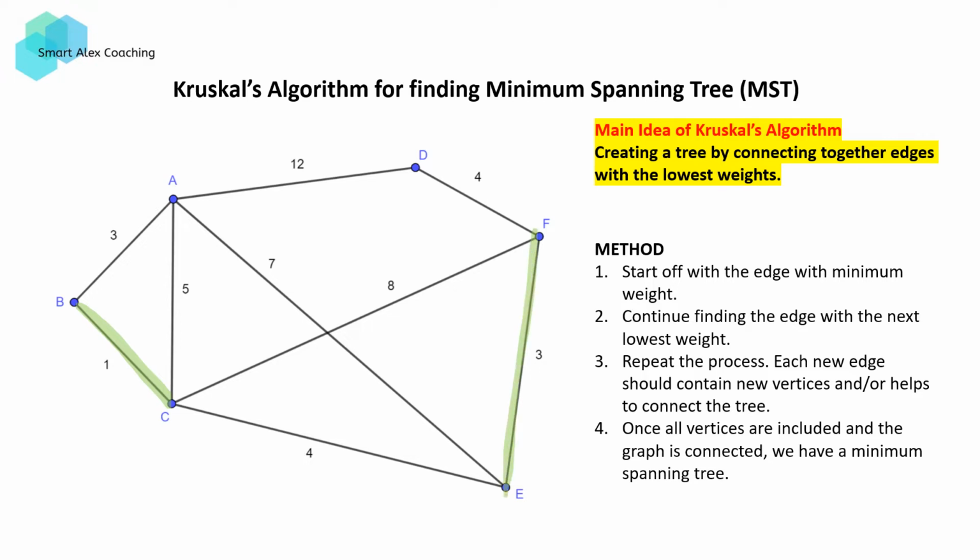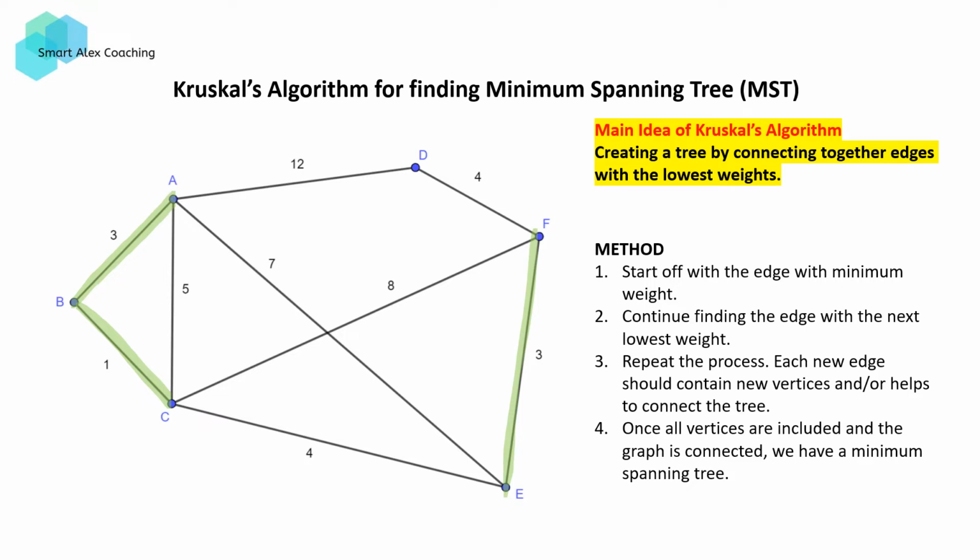At this point, edges BC and EF are not connected. The aim of Kruskal's algorithm is that you want to continue the process to eventually include all the vertices and make it a connected graph. So next we repeat the process again. We're going to look for the edge with the minimum weight. In this case, it happens to be edge AB, which has a weight of 3.